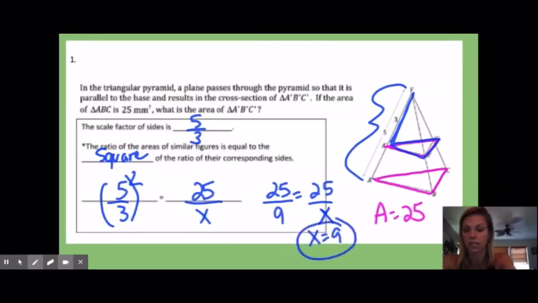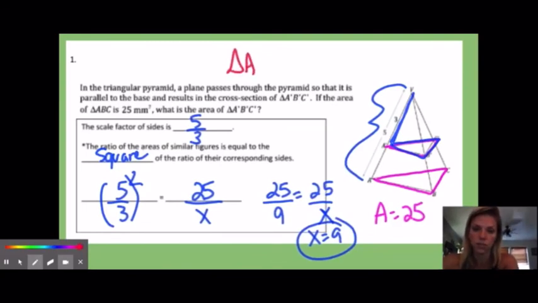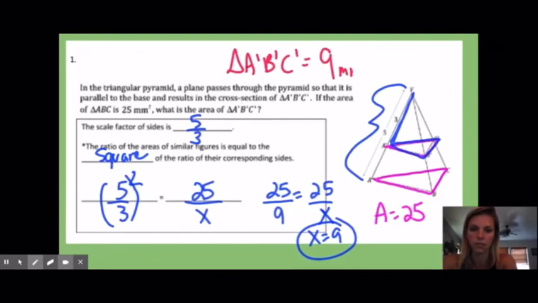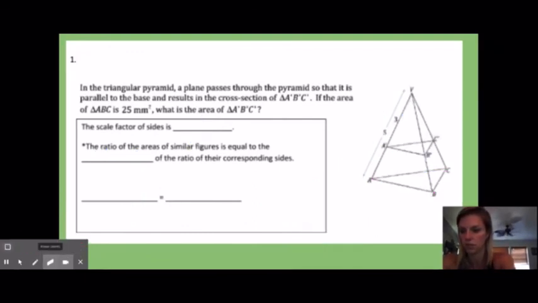So that means that the area of the smaller triangle, triangle A prime, B prime, C prime, the area equals 9 millimeters squared. Let's try one or two more.